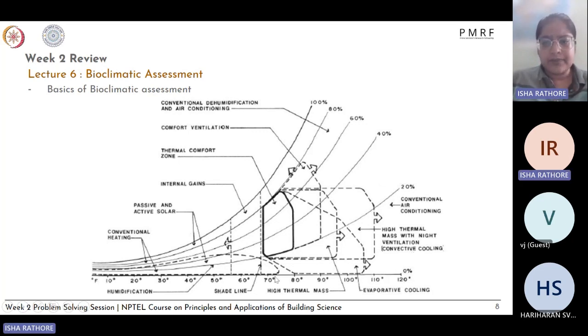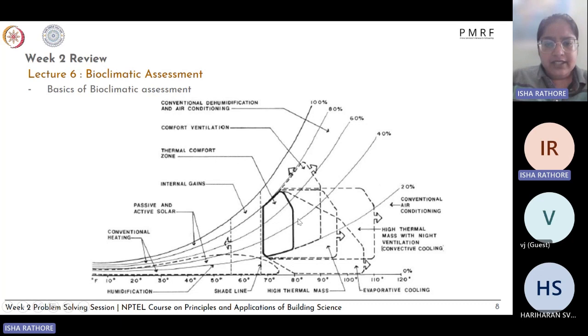And then on the x-axis, we have the dry bulb temperature, and this is in Fahrenheit. Usually, we look up the degree centigrade version of this. And then in the psychrometric chart on the y-axis, we also have the humidity ratio, that is the amount of moisture present in the air, the humidity content basically.